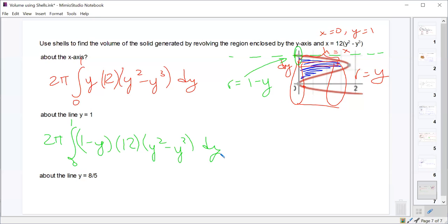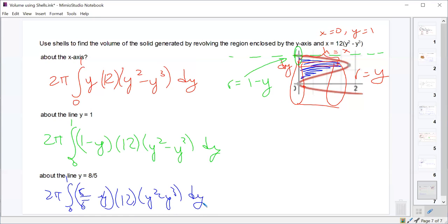Eight fifths minus y. So we have 2 pi, integral 0 to 1, 8/5 minus y, still have a 12, still have a y squared minus y cubed, still have a dy. This is the problem I usually finish the year on, which is very exciting because this one comes out to equal 2 pi exactly. It's just very cool. We get to end the year finishing with a 2 pi.